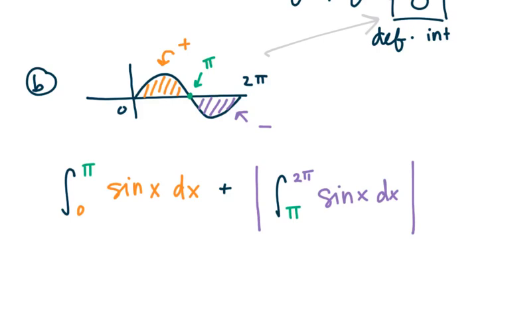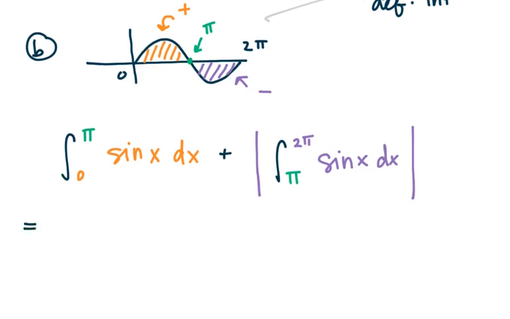Now, it's pretty common when we're setting this up to just write the absolute value everywhere for each piece to say, hey, whatever we get here is going to be positive. But in this situation, because I know that I'm going to have a positive value for that first integral, I'm just going to go ahead and leave that off. So let's calculate this now.